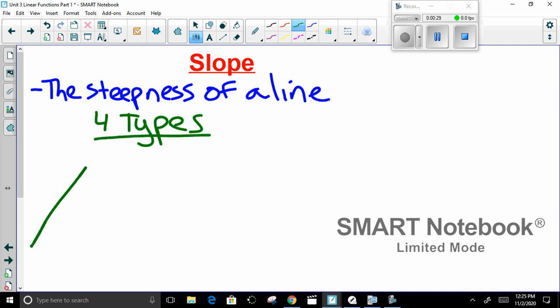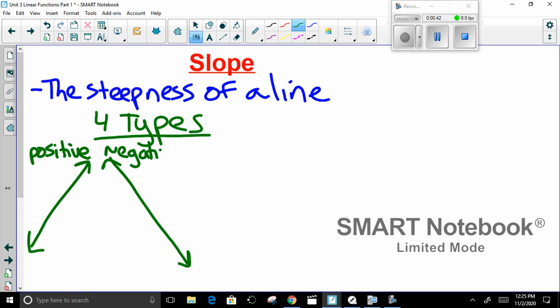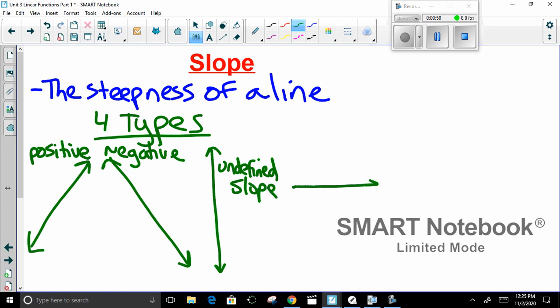One type is going up from left to right, which is your positive slope. Another type is going down from left to right, which is your negative slope. One type is just a vertical line, which is called an undefined slope. And the other type is your horizontal line, which is called your zero slope.